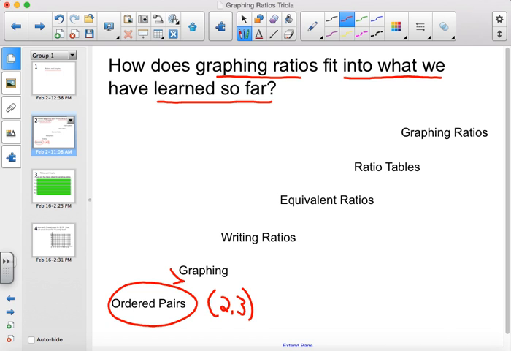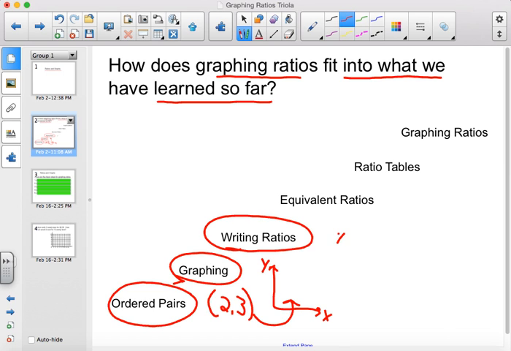Then we took ordered pairs and we learned about graphing our ordered pairs on the coordinate plane with the x and the y axis, okay? And so we learned about that, and how you graph. Then we went on to another unit and we learned about ratios, and what a ratio is and how we write ratios, such as circles to squares, 3 to 2. So we learned how to write ratios.